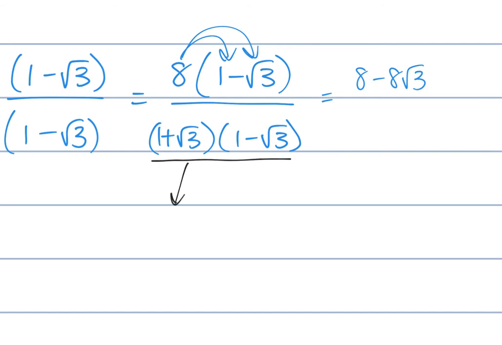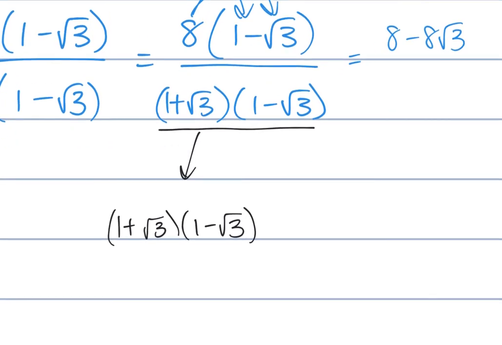Let's FOIL it. 1 plus the square root of 3 times 1 minus the square root of 3. Someone walk me through foiling this. Go ahead, Andrew. You go to the first one, 1 times 1, it's going to be 1. And then the outer ones. 1 times negative the square root of 3. And then that just leaves you with negative 1 times the square root of 3.